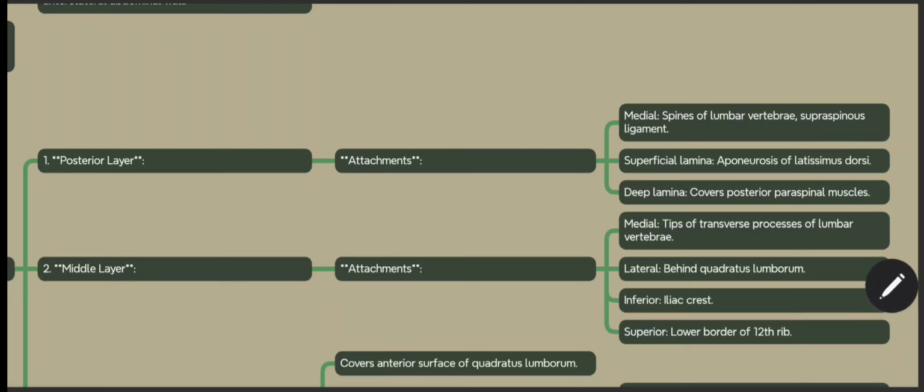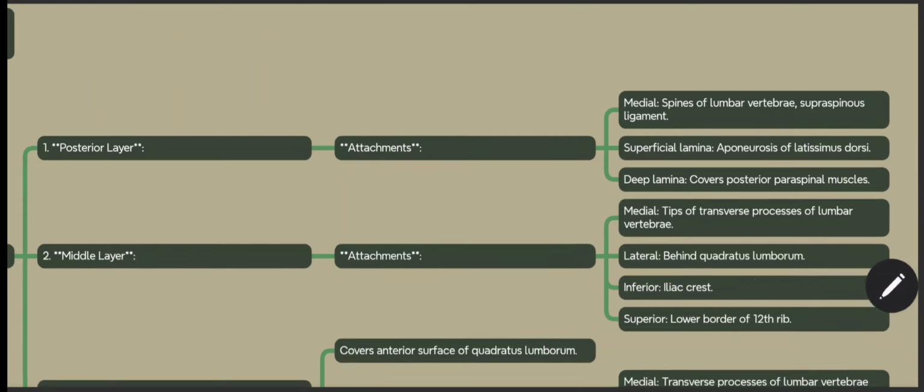Now, the middle layer, again to recap, is attached medially to the tips of the transverse processes of the lumbar vertebrae, laterally behind the quadratus lumborum muscle, inferiorly to the iliac crest, and superiorly to the lower border of the 12th rib.